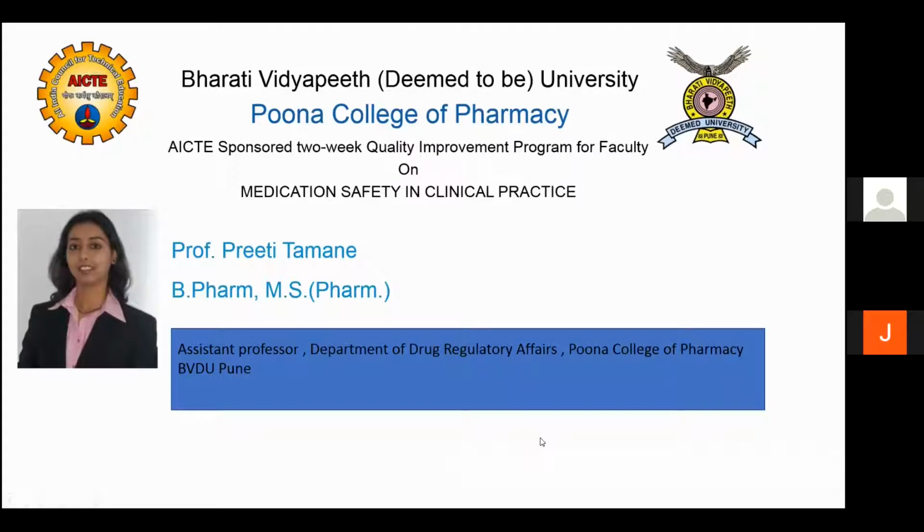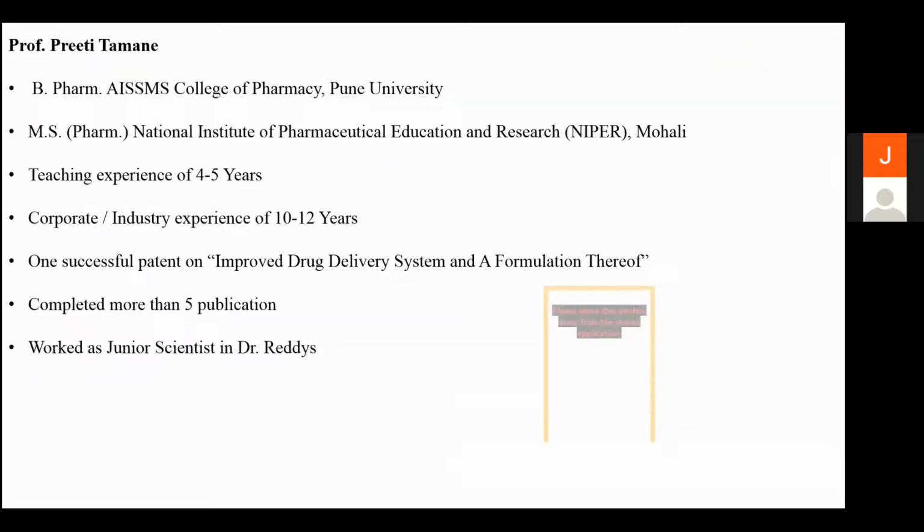Welcome back, all. The second session for the day is chaired by Professor Preeti Tamani Ma'am, Assistant Professor, Department of Drug Regulatory Affairs, Poona College of Pharmacy, Bharati Vidyapeeth, deemed to be university. She has pursued her MS Pharm from Naipur, Mohali. She has academic experience of over 4 years and industrial experience of over 10 years. She has worked as a junior scientist at Dr. Reddy's laboratory. She has published 5 research papers and also 1 patent. I request ma'am to take over the platform.